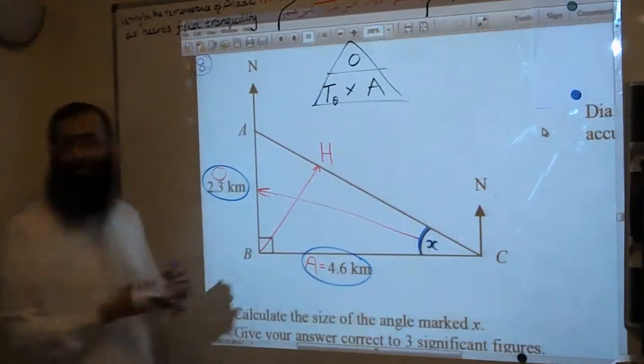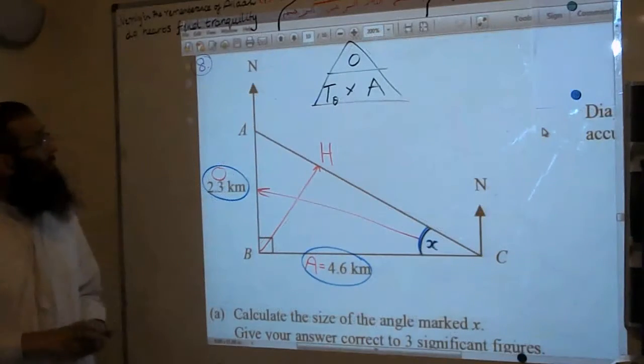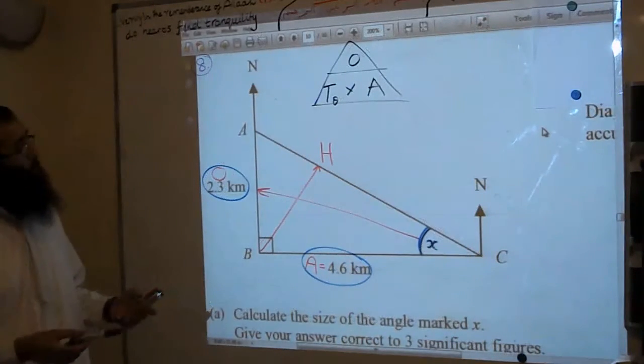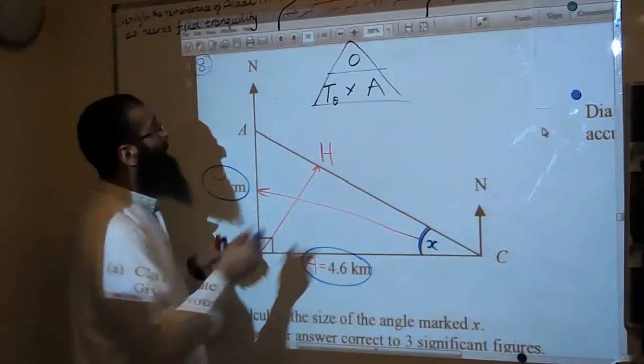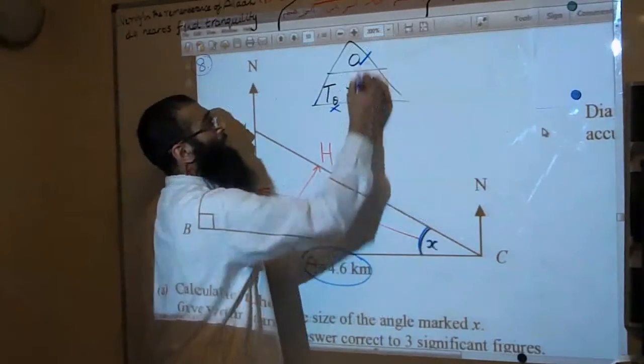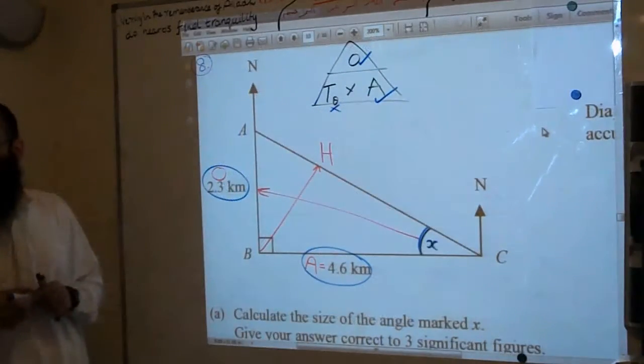Okay, I'm taking my time to write this out because you need to do that in examination. Write out TOA so you get in the right place. And what do we want to work out? We want to work out the angle. It's the angle we don't know, and we know these.